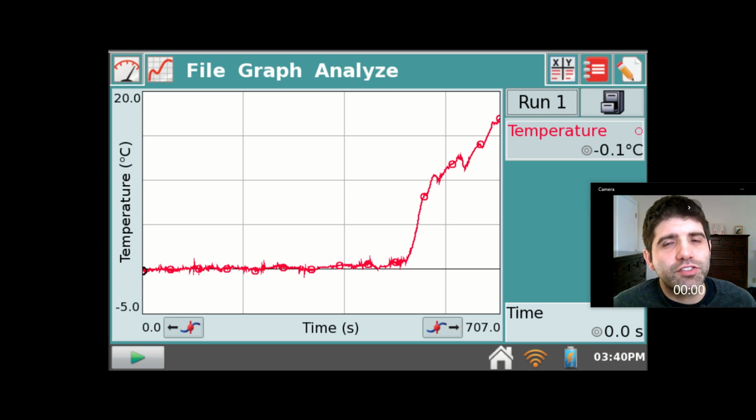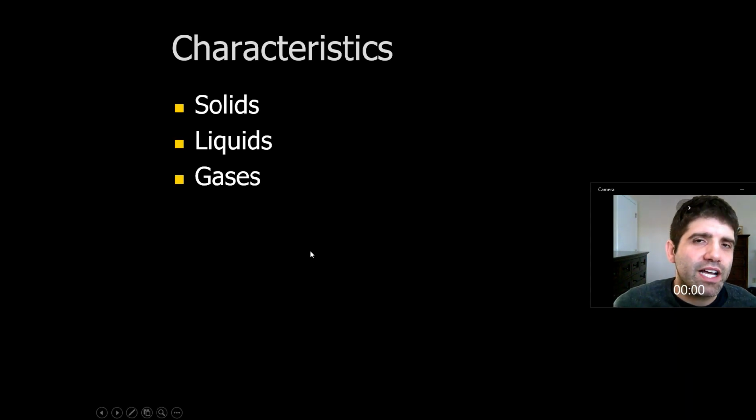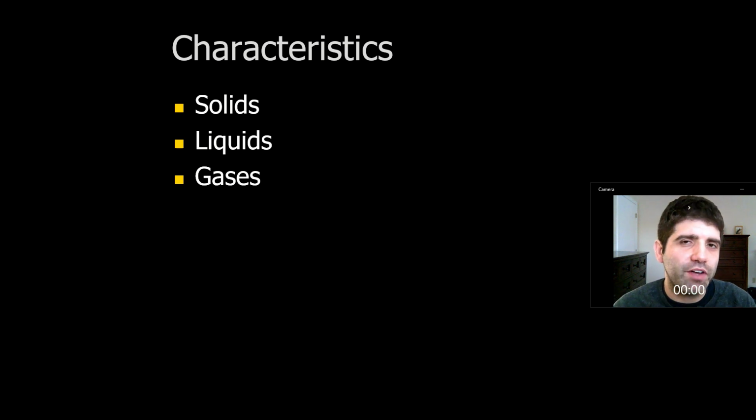So to understand why this is happening, what this energy is doing, we have to think about how the particles are arranged differently in the three states of matter. So we know that solids, liquids, and gases have different characteristic properties. Solids have a fixed shape, and they also have a fixed volume. Liquids have a fixed volume, but their shape can change. And then finally, gases have neither. You can take gases and make them bigger and smaller, and in doing so, you also change their shape.